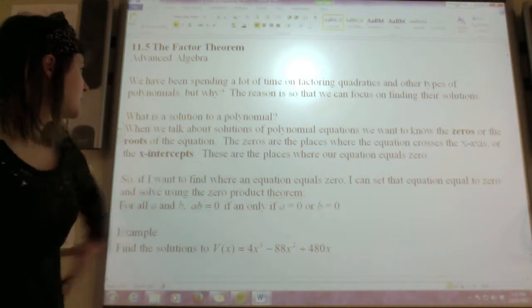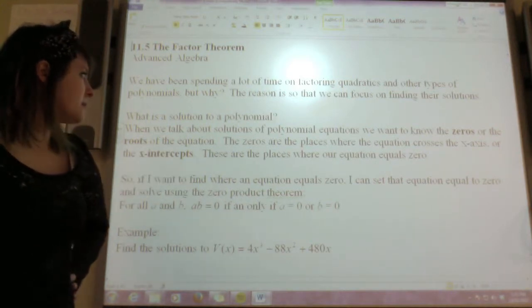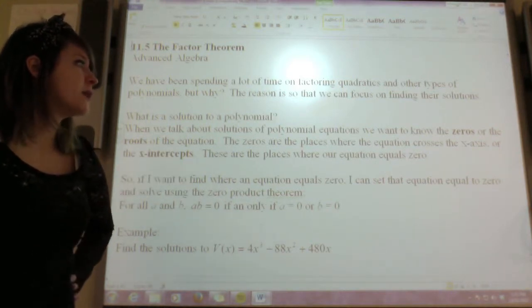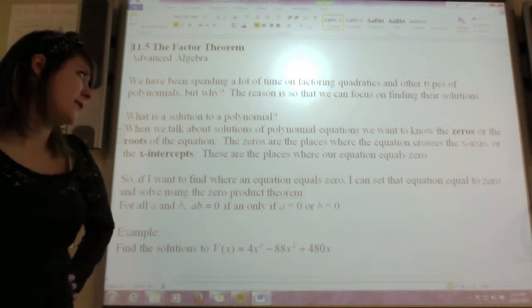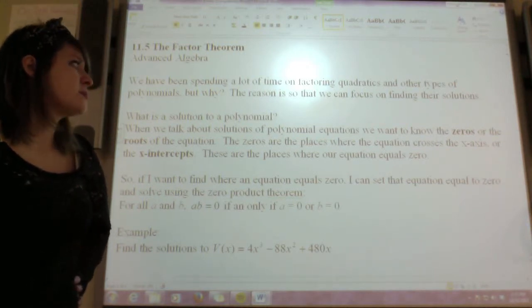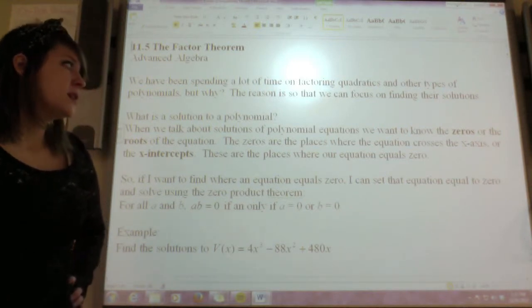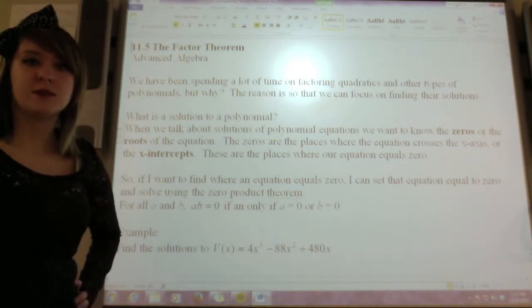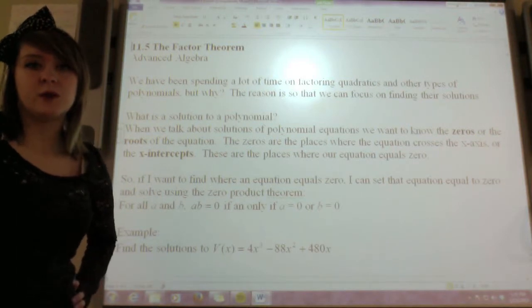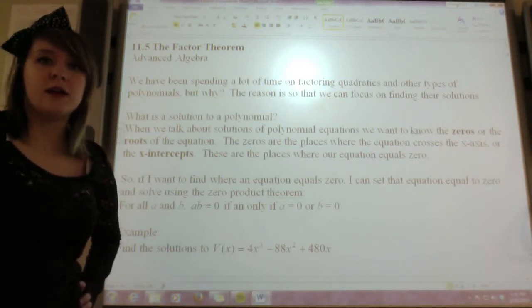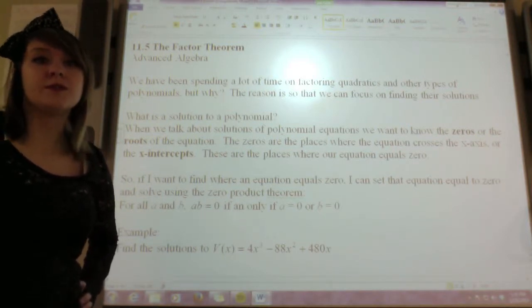So what is the solution to a polynomial? When we talk about solutions of polynomial equations, we want to know the zeros or the roots of the equation. The zeros are the places where the equation crosses the x-axis, or the x-intercepts. These are places where our equation equals 0. So in other words, we're looking for the place where y equals 0, which is equivalent to the x-intercepts.